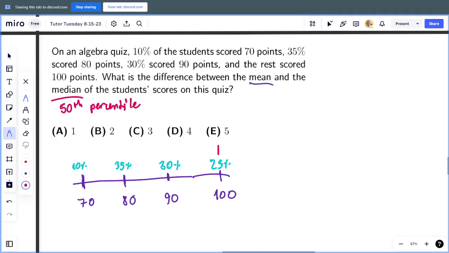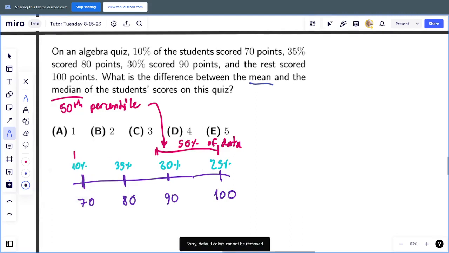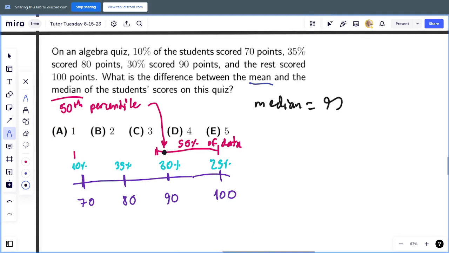If I add up cumulatively from here to here, this encompasses 55% of the data. The people who scored 90 and 100 were 30 plus 25%, so they covered 55% of the data. So of course, the median is going to be somewhere right here, that 50th percentile mark, because from here to here it's only 45. So obviously that 50th percent has to be somewhere right here. So the median is 90.